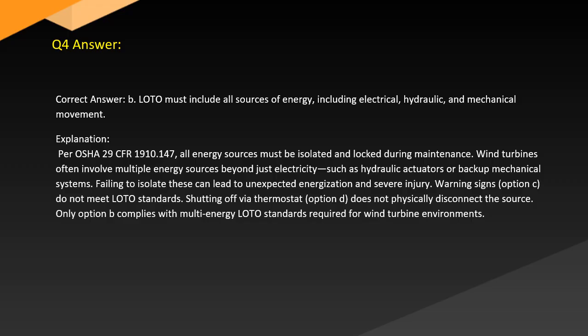Warning signs, option C, do not meet LOTO standards. Shutting off via thermostat, option D, does not physically disconnect the source. Only option B complies with multi-energy LOTO standards required for wind turbine environments.